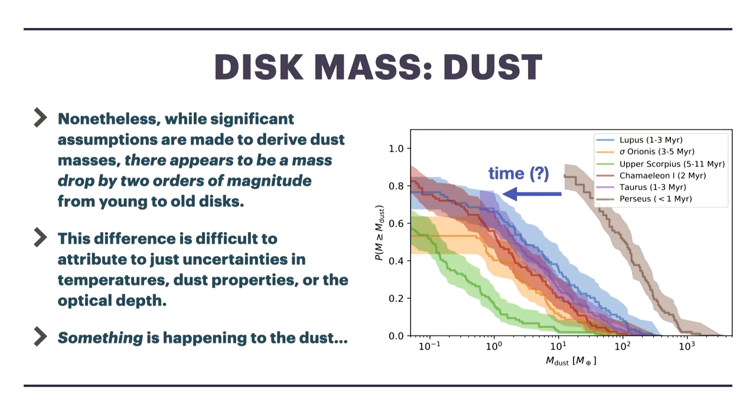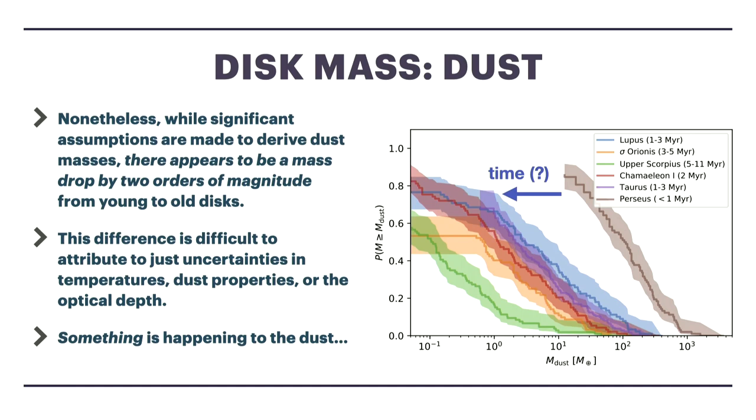But all of that taken into account, with all of those uncertainties, there's still a pretty amazing feature in that if you compare all of these class two disks to the younger disks over here, class one or younger sources, there is still a big shift in the total mass distribution. So if this is time, there is something happening to the dust. And this is not something that can be swept under the rug with opacity uncertainties, temperature uncertainties, or dust properties. This difference is real as you go from younger to older disks.